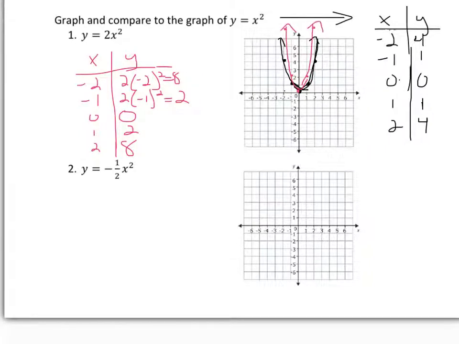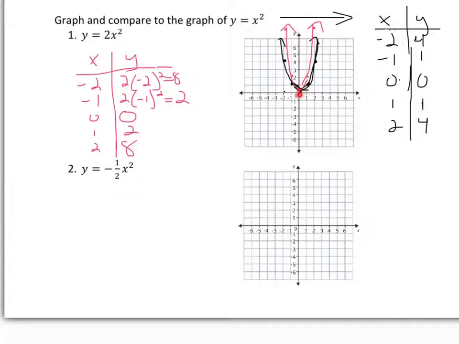Okay, now let's compare these. Well, first of all, let's just identify the vertex and the axis of symmetry for both of these. It's actually the same for both of them. We see the vertex down here, right, the lowest point for both of these. There is no highest point for both of these because these arrows are going to continue on forever, right? But the low point here is at 0, 0.